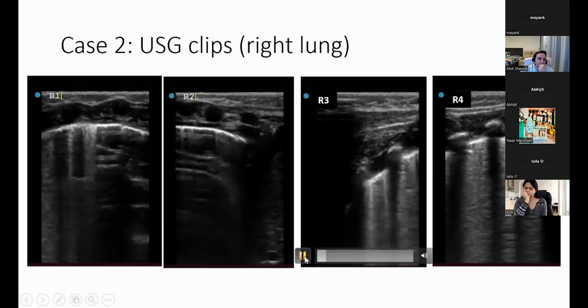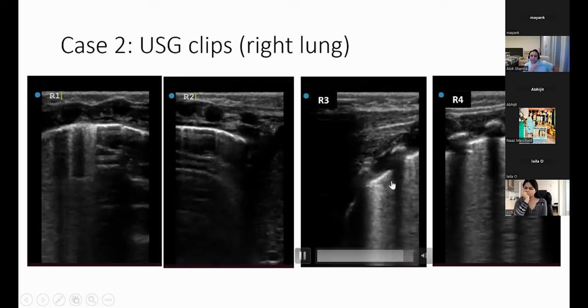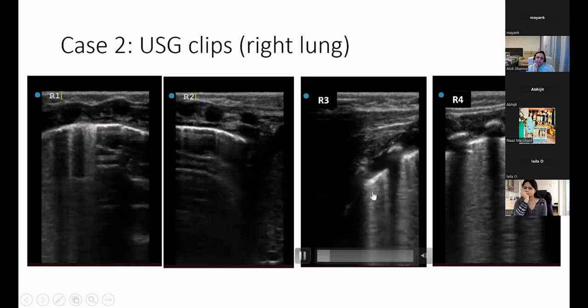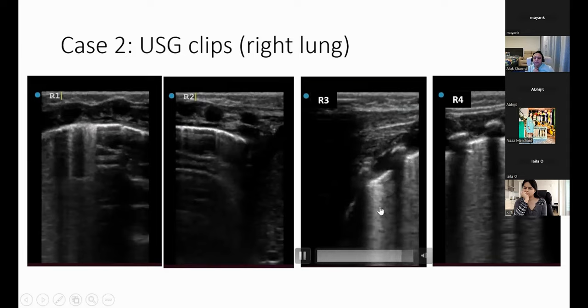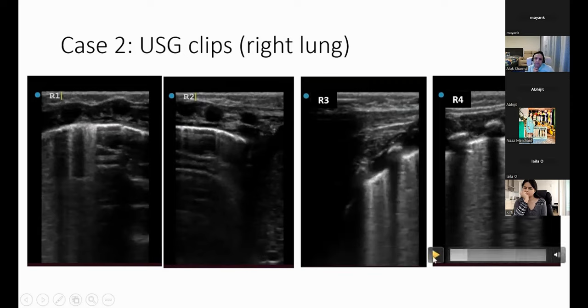Coming to the R3 region, I can appreciate the pleural line. However, it is not demarcated well, but it is sliding okay, and there is a dominance of B lines. So I would classify this as B profile without any consolidation. In the R4 region, again the pleural line looks normal to me and sliding well, but this is again dominated by B lines. I would classify this as B profile, and I can see an area of subpleural consolidation in one of the rib spaces. So, excellent.